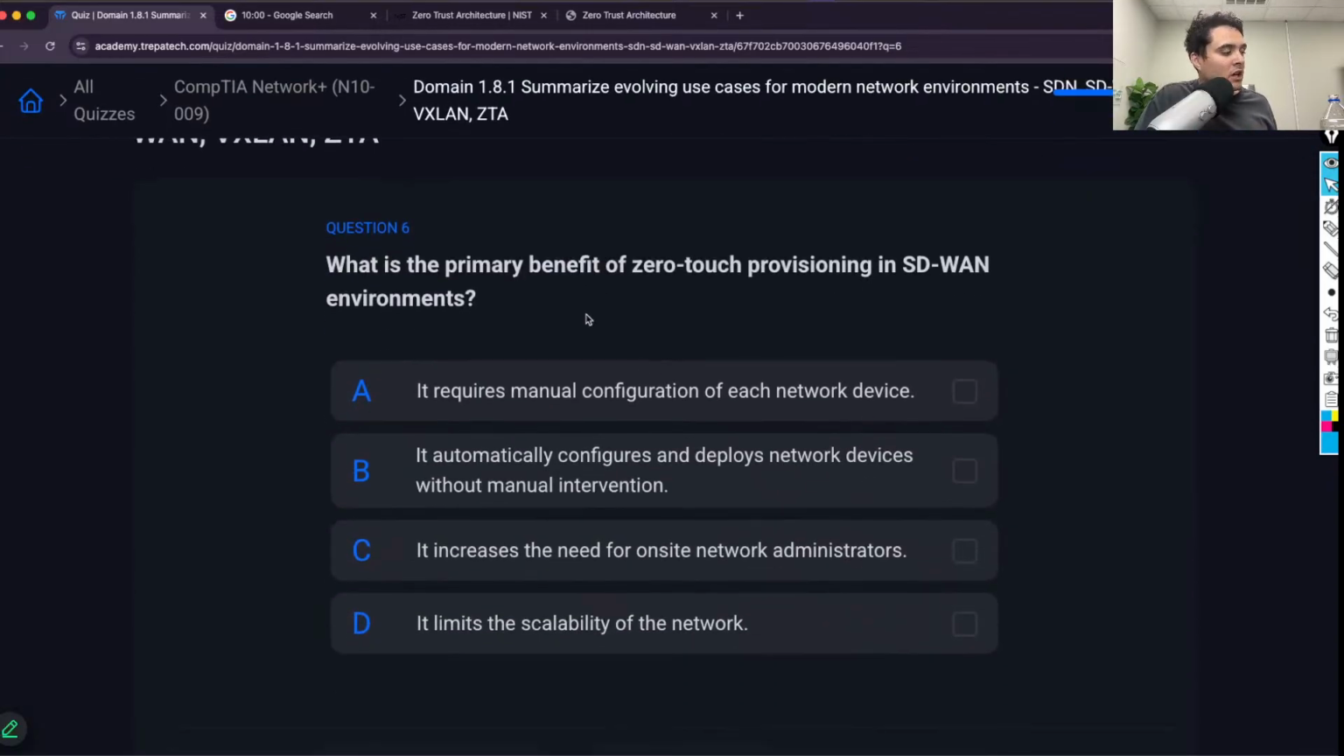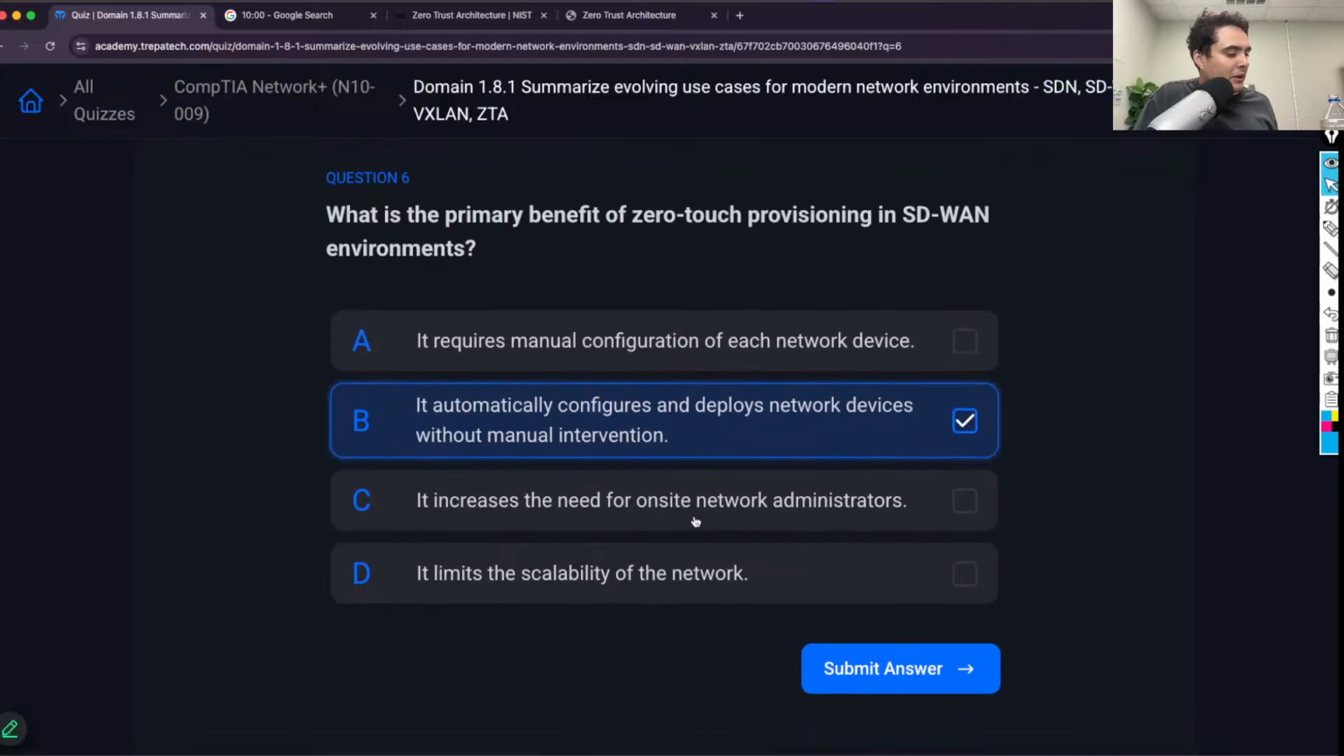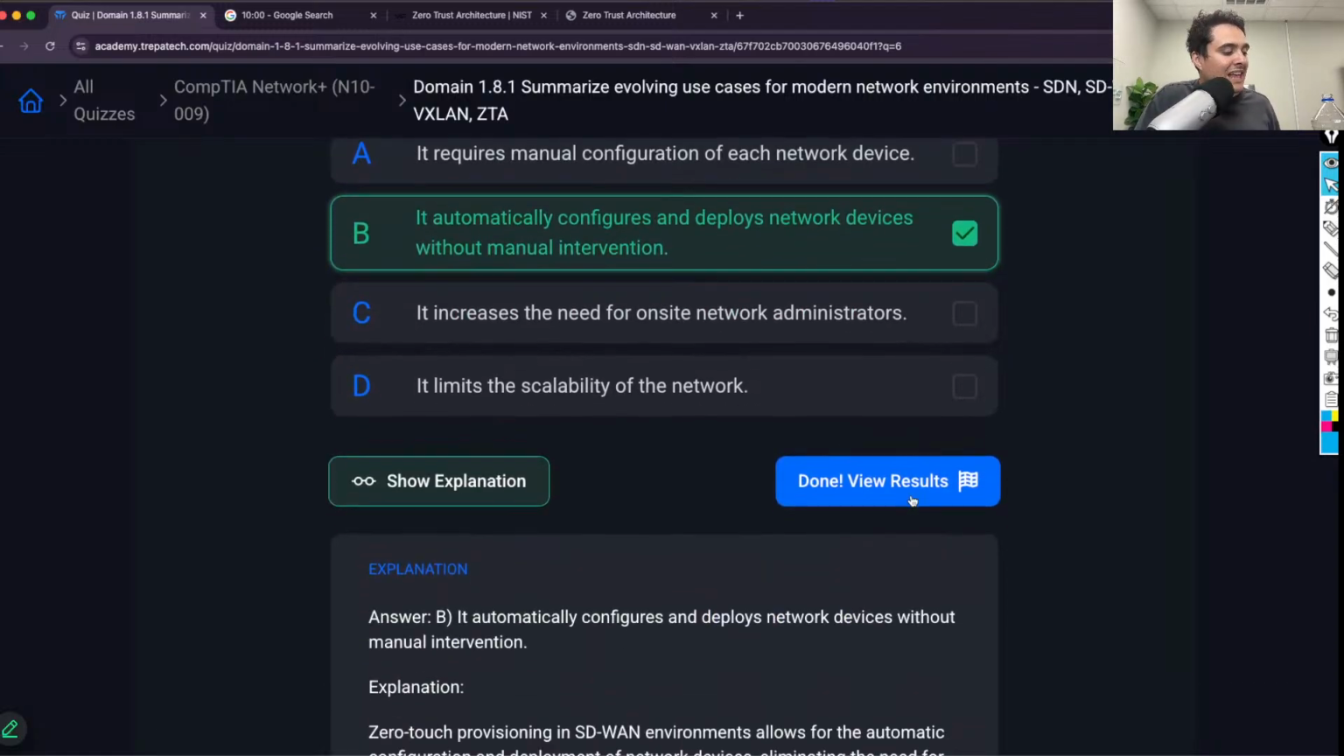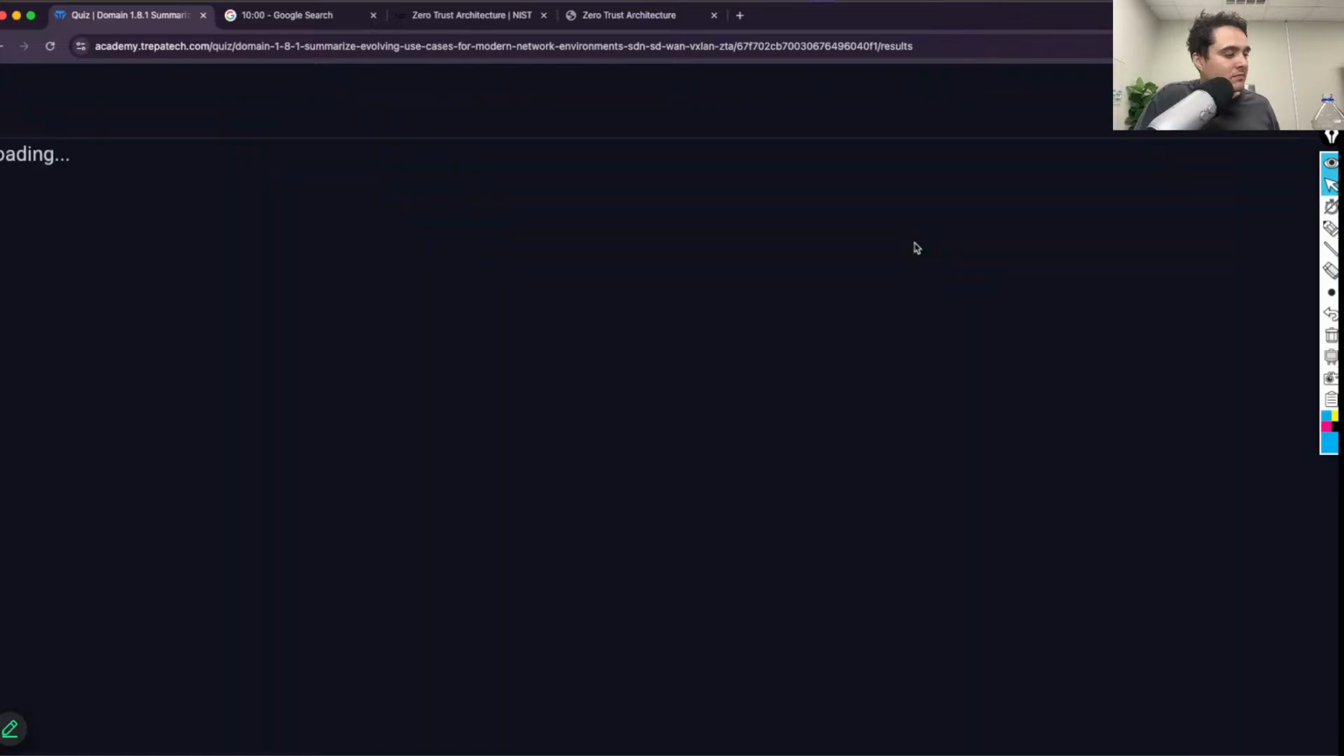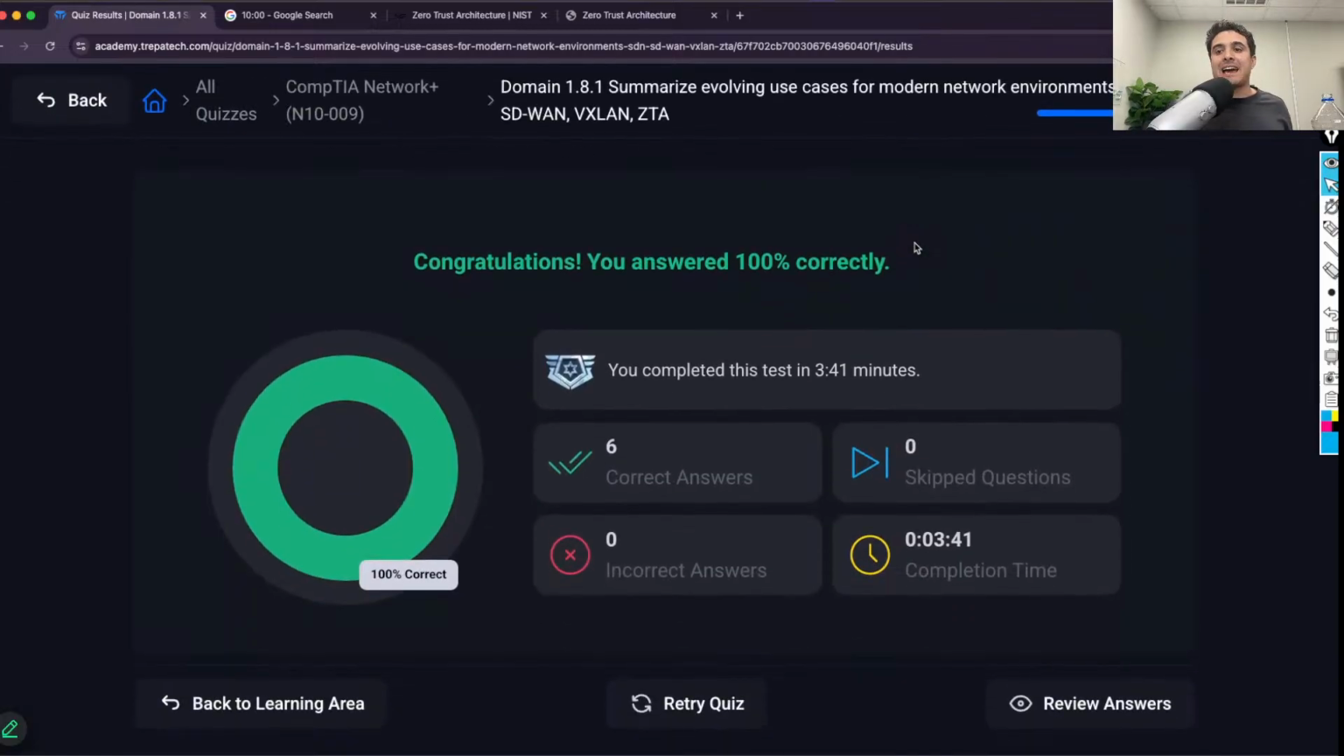Question 6. What is the primary benefit of zero trust provisioning in SD-WAN? It requires manual configuration. I don't think so. So we're going to go with B. It doesn't limit scalability. It doesn't increase the need for on-site network admins. You know what? It's funny because, does it decrease, though? I mean, you still need someone to rack and stack. But anyways, B. It automatically configures and deploys network devices without manual intervention. All right, awesome. That is 100%.